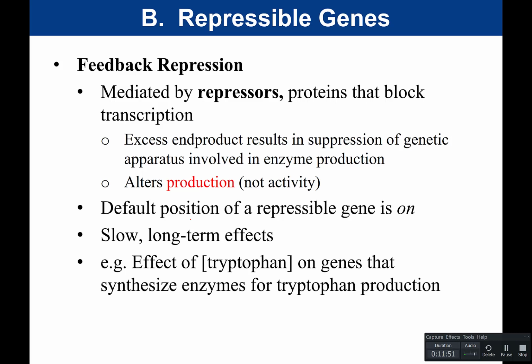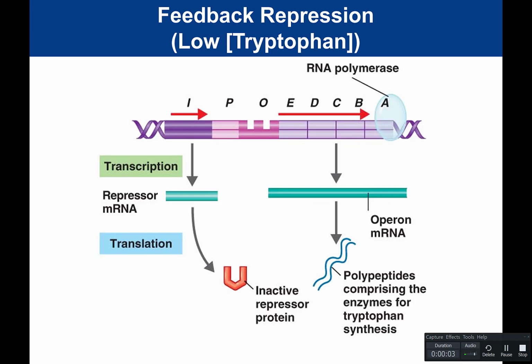So notice for the lac operon, that was genes that are used to metabolize or break down lactose. In this case, we're talking about enzymes that are used to make tryptophan. So not break down tryptophan, but instead synthesize tryptophan. So this system is going to be a little bit different because of that difference: one is breaking down a substrate, this one is allowing you to produce that substrate. So let's look at how feedback repression works.